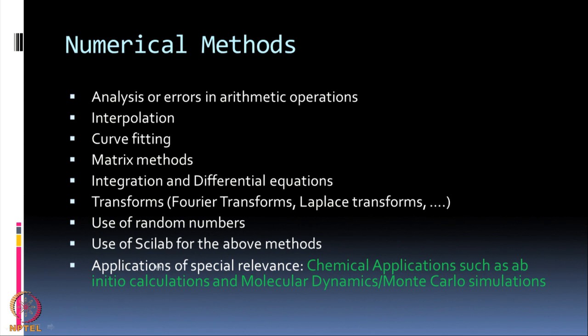Then what are applications of special relevance for us? We want to do chemical calculations. Ab initio methods allow you to calculate structure of molecules. This particular course we will not do too much of ab initio methods, that we can take up in another course, but this course will do programming, it will do numerical methods, and it will also do classical molecular dynamics and Monte Carlo simulations. That we will do as applications toward the later part of this course. So, now let us start with this concept of interpolation, or before that let us do this error analysis.